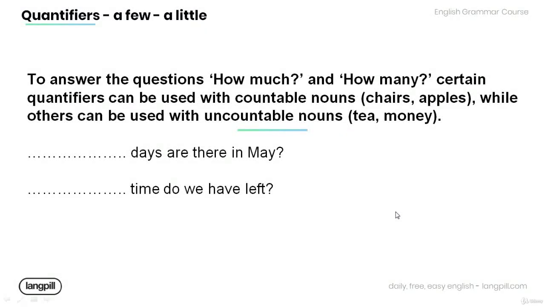And now, let's review and practice a bit. Remember that to answer the questions how much and how many, certain quantifiers can be used with countable nouns such as chairs and apples, while others can be used with uncountable nouns such as tea and money. Now have a look at the questions below and fill in the blank with the appropriate beginning of the question.